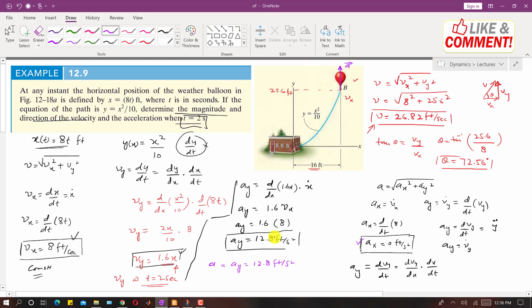And if you want to find theta, that theta is 90 degrees, right? If we apply the tan theta formula, theta equals tan inverse of ay divided by ax, and ay is 12.8 divided by 0, so this becomes infinity, and tan inverse gives 90 degrees. So the acceleration magnitude is 12.8 feet per second squared, and its angle with the positive x-axis is 90 degrees. So this is the solution of this example.